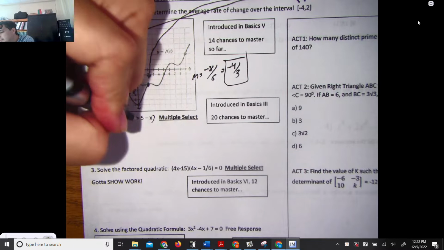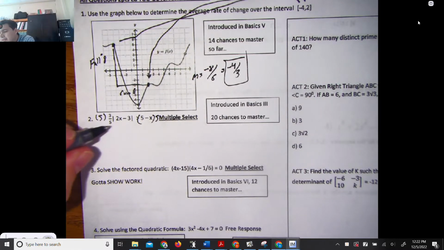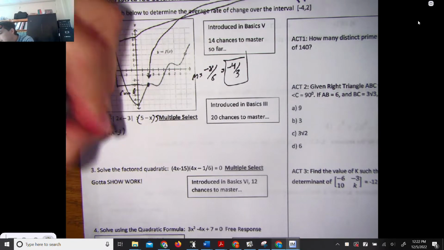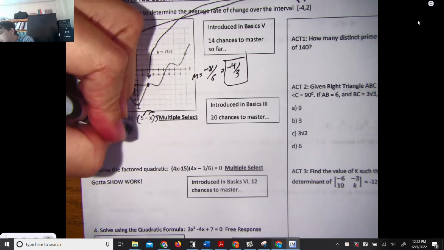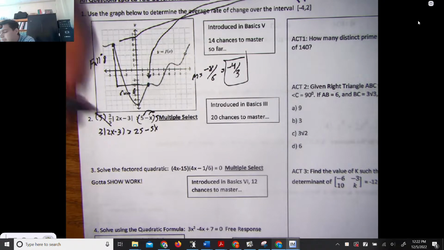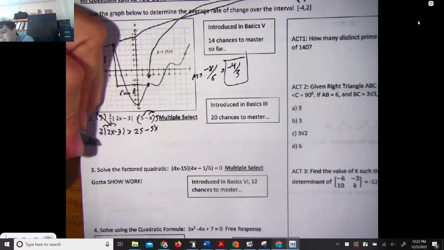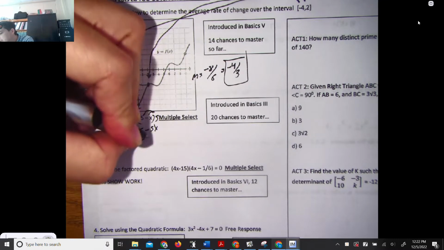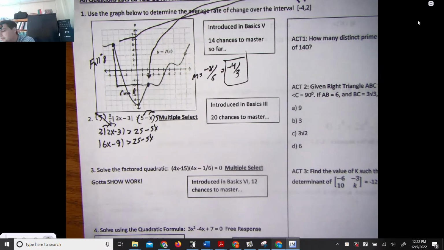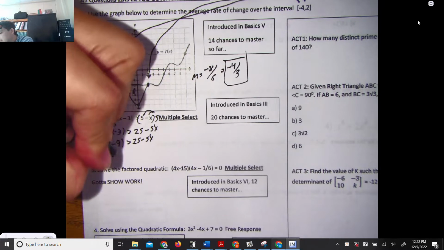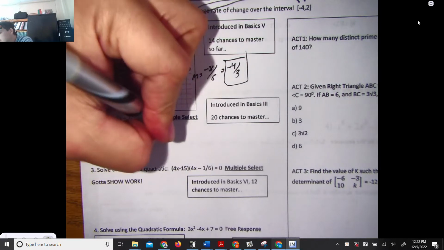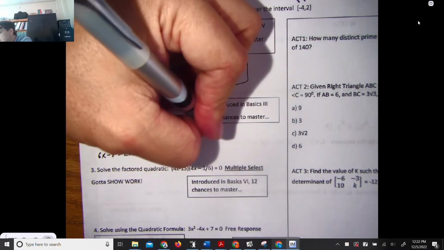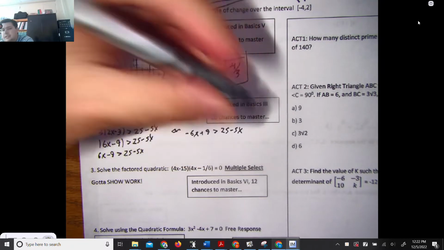Times 5 both sides. The 5s cancel on the left. 3 times the absolute value of twice x minus 3 is greater than 25 minus 5x. Now you can distribute your 3 into the absolute value. That's not old. The absolute value of 6x minus 9 is greater than 25 minus 5x. And now you get to write two equations. 6x minus 9 is more than 25 minus 5x, or change signs, -6x plus 9 is greater than 25 minus 5x. And now you're in Algebra 1.